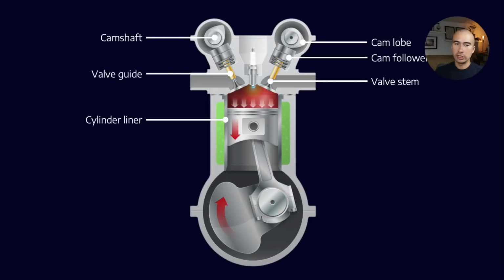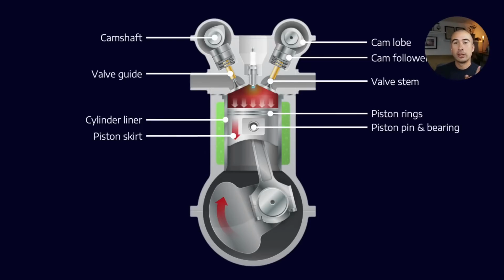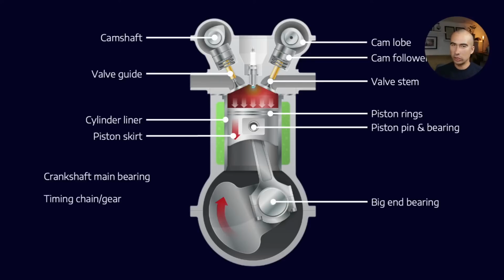Then we have the cylinder liner. There is relative motion between the cylinder liner and the piston itself, and then you've got the piston rings, which scrape their way across the cylinder liner. We're trying to protect the motion between the two of those. Then you've obviously got the piston skirt as well, the piston pin and the bearing associated with the piston pin. Then you've got the big end bearing and the crankshaft main bearing, as well as the timing chain and gear, the oil pump, as well as the turbo, if there is one. So all of these components on an engine need to be lubricated.